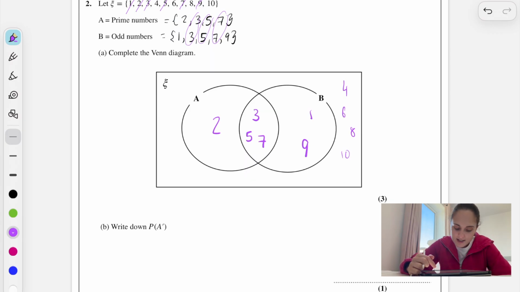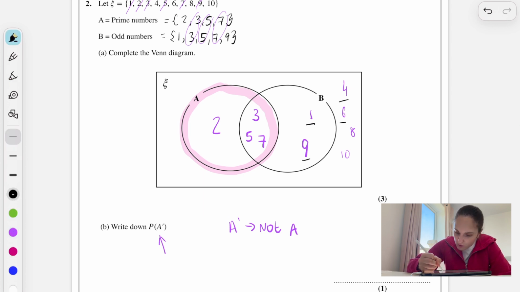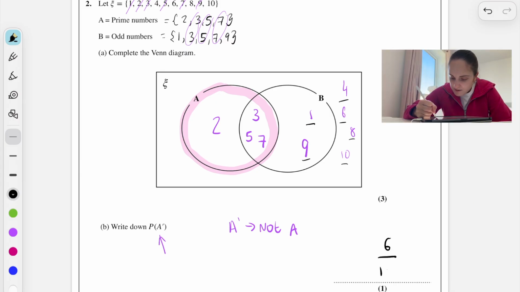The next part says write down the probability of A, and it has this little apostrophe next to it. A with an apostrophe translates to not A. So if you see A with an apostrophe, it means the probability of not A. A is this entire circle here. The number of elements that are not in A are 1, 2, 3, 4, 5, 6. So the probability of not A is going to be 6 over 10.